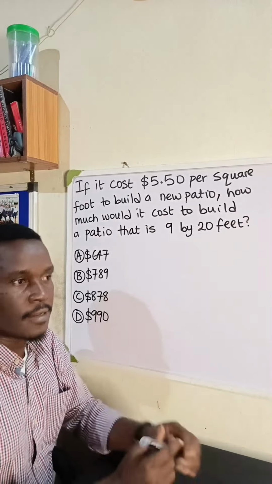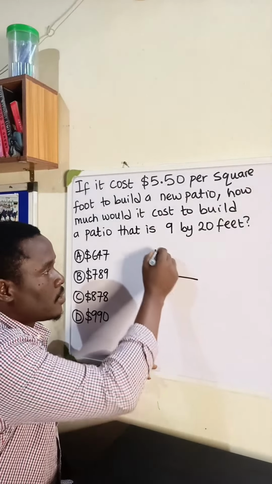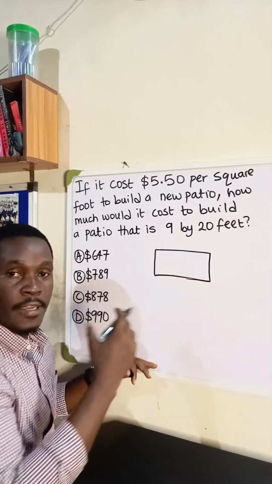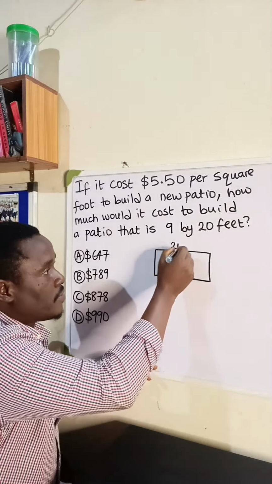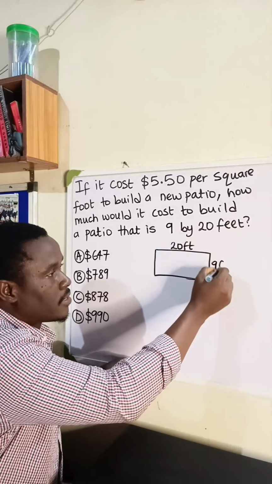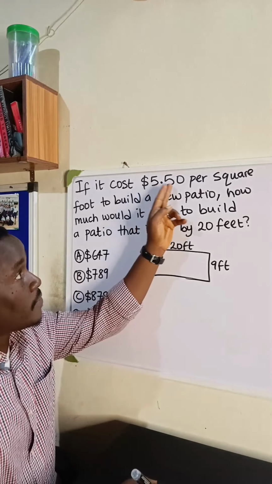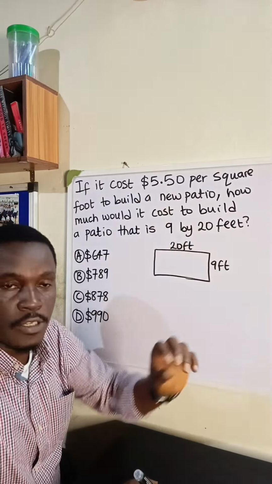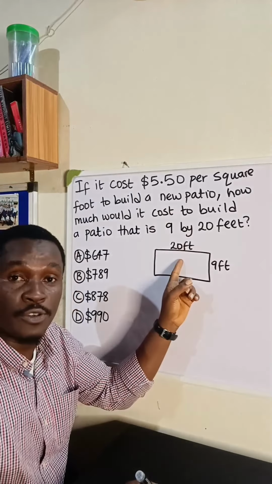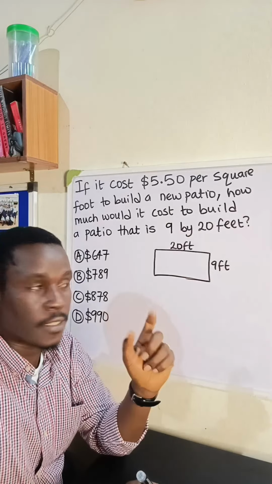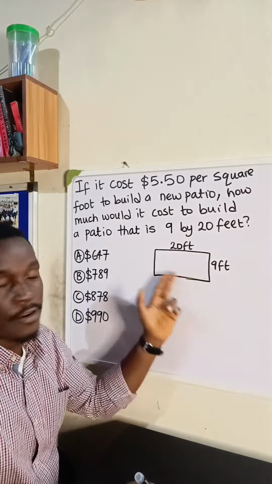So we can clearly see by drawing this that we are looking at a rectangle. So this is 20 feet and this is 9 feet. The question tells us that it costs $5.50 per square foot. So each square foot of this patio will cost $5.50. First, we need to know the entire area of the patio.